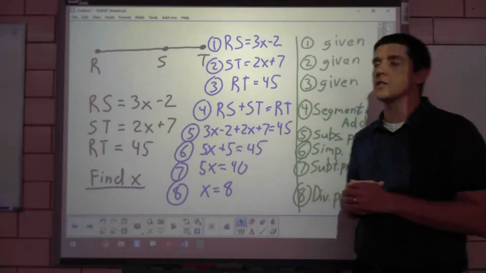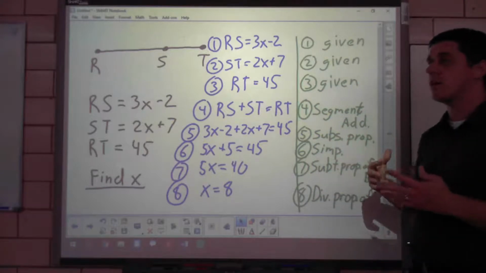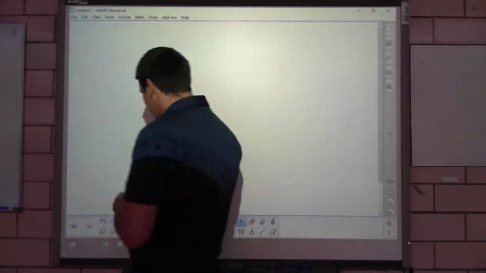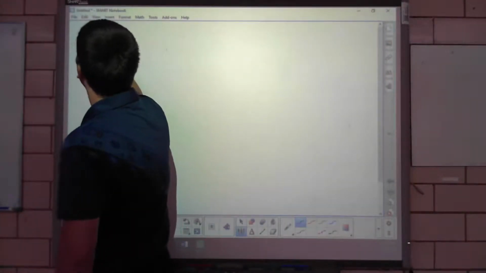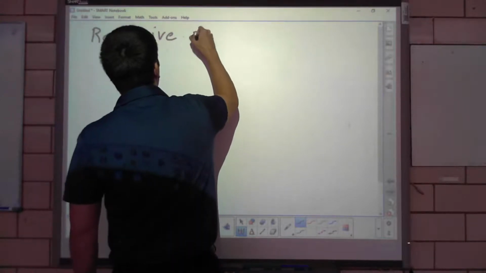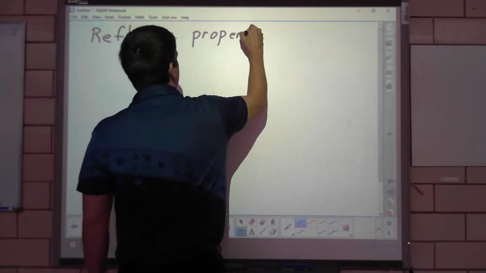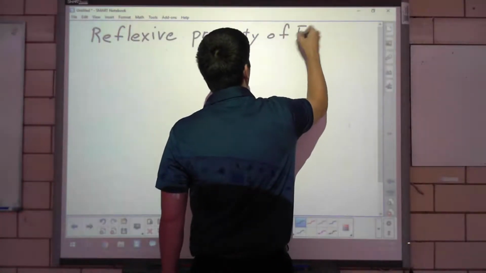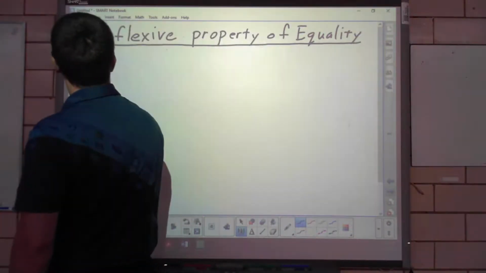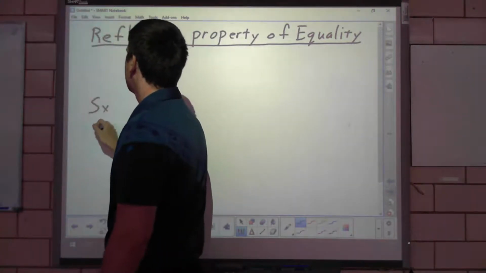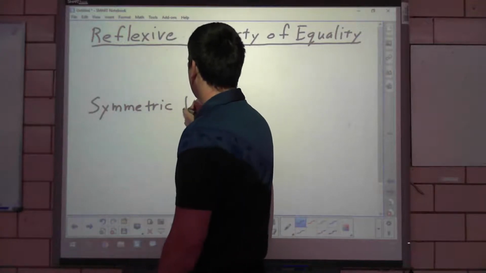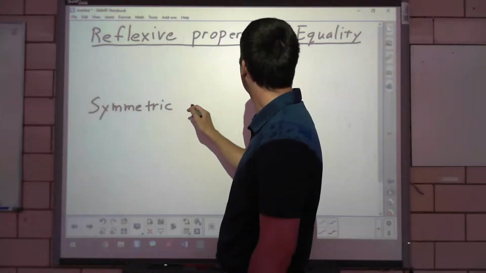Now there are a few definitions. There are a few things that I want to talk about, a few properties moving forward that we just need to be able to identify, and that is the reflexive property of equality, the symmetric property of equality.